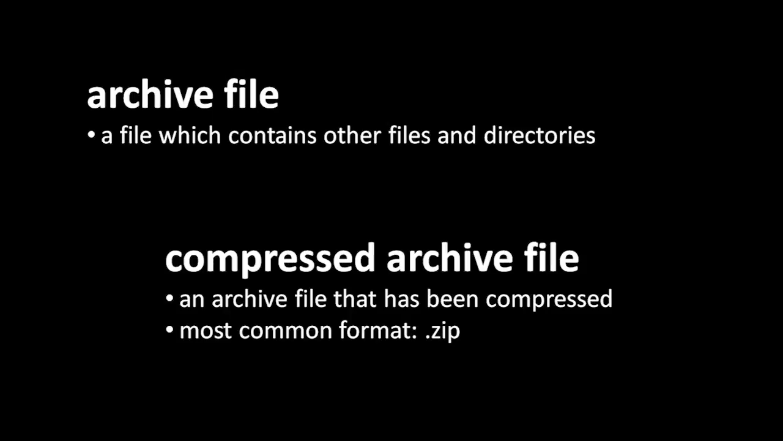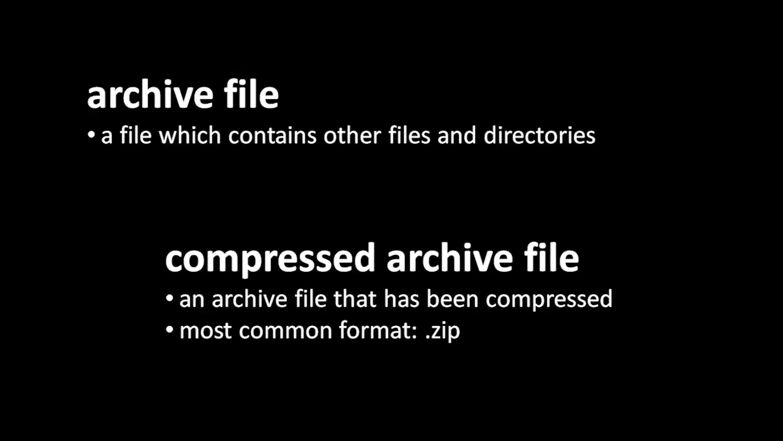The most common format for compressed archives is called zip, and zip files end in the extension .zip. The Windows file browser actually has built-in support for these zip files, so if you double-click on a zip file, it will open up and you can browse it just as if that zip file were like a folder, which in a sense it sort of is. It's something which contains some number of files and directories.